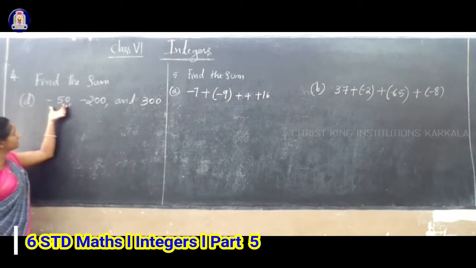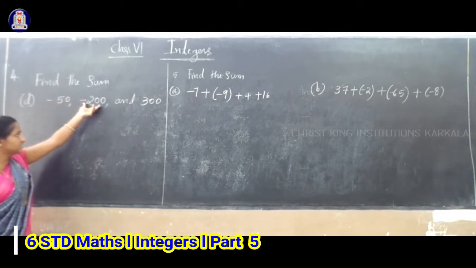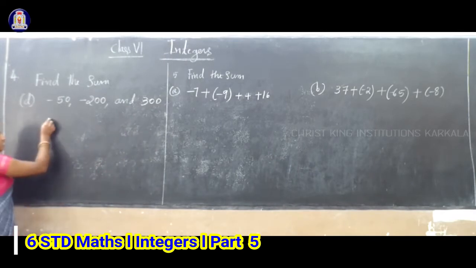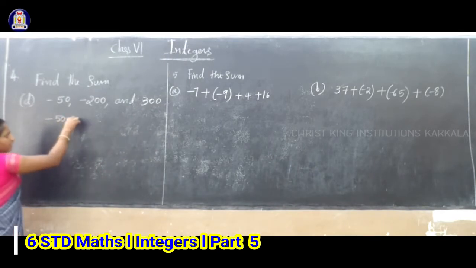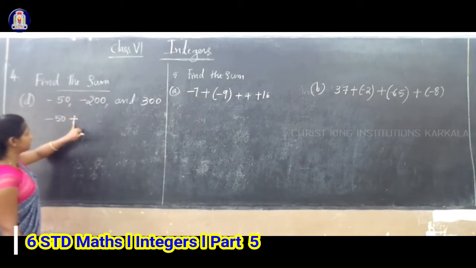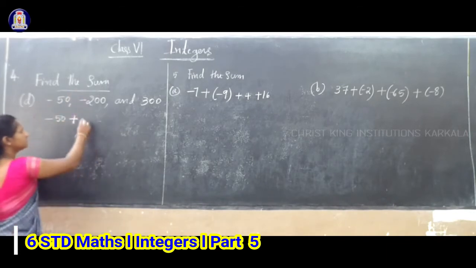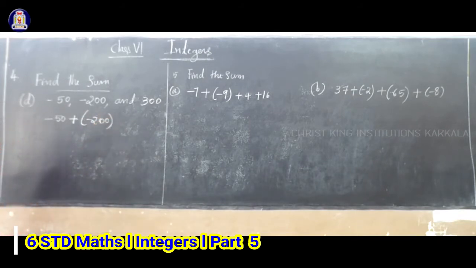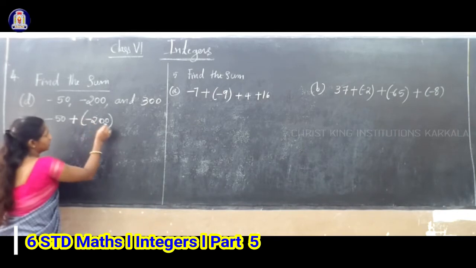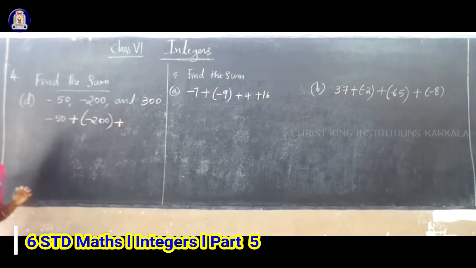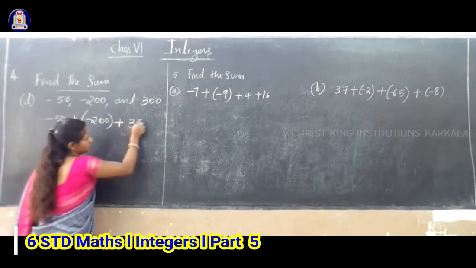The first integer is a negative integer, the next is also negative, and the last one is a positive integer. So now how to add this? Minus 50 plus, because we need to find the sum of the integers, so you must write plus. So minus 50 plus minus 200. If you get a negative integer, you must write it in the bracket. Clear? So minus 200, and then you have to add one more integer, so plus 300.